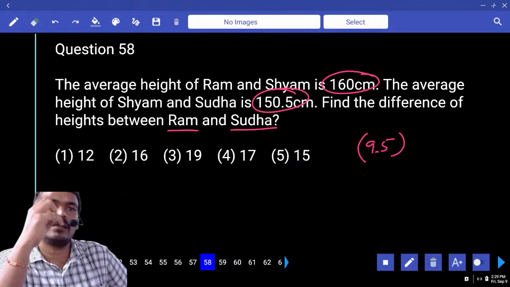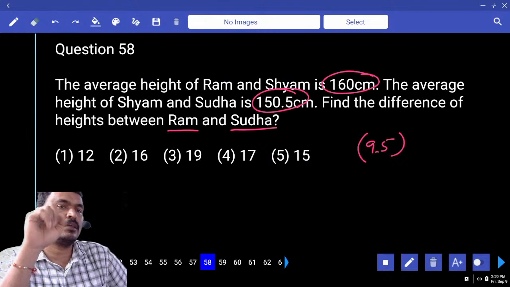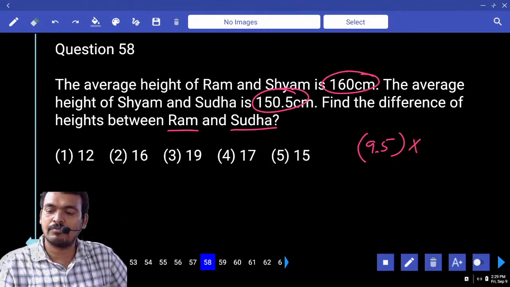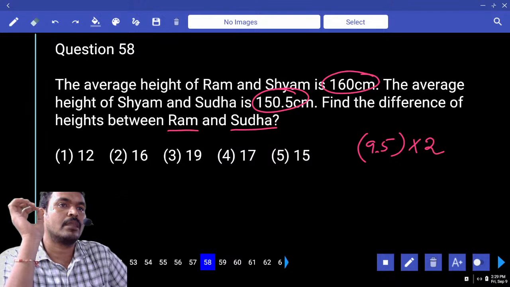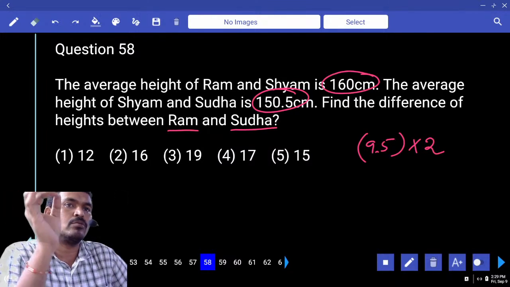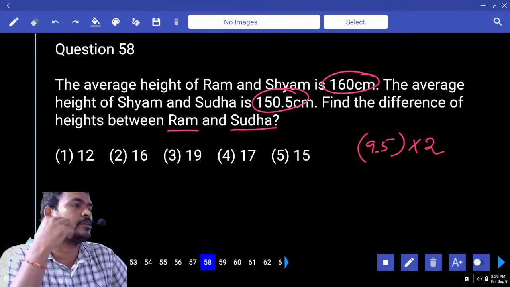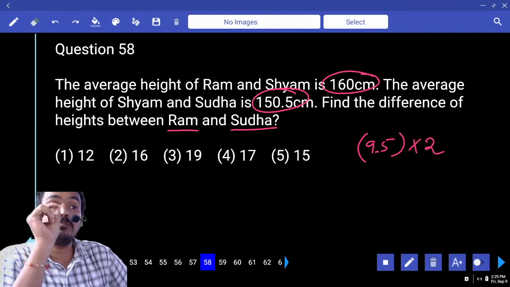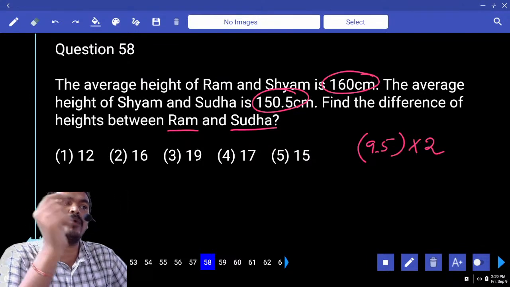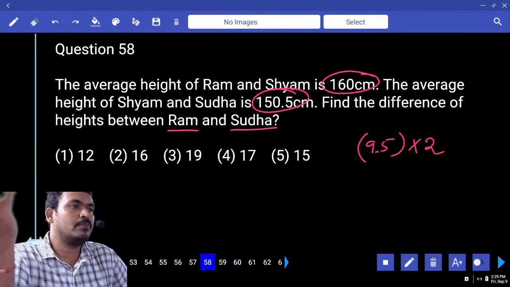Average difference. But here the number of persons is 2 persons. Then the sum difference will be 9.5 into 2 or not? 9.5 into 2. That is sum difference or average difference? Sum difference. 9.5 is the average difference. But 9.5 into 2 means sum difference or not?